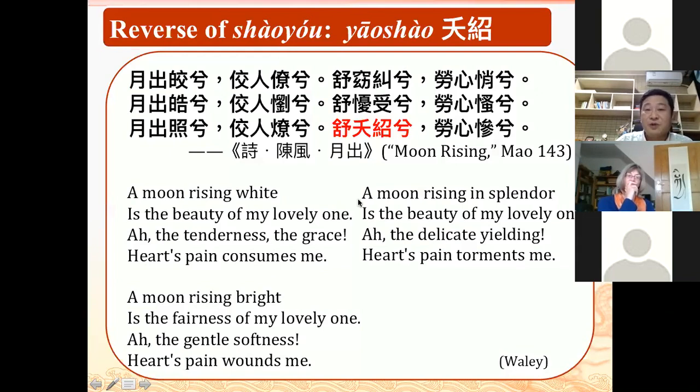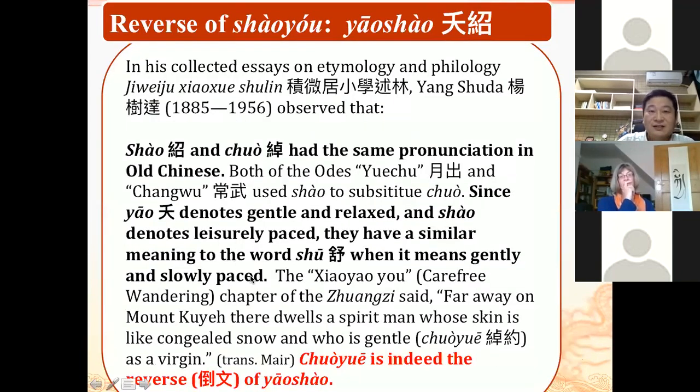Another term we see in another poem of the Book of Songs, 腰勺. 腰勺 is also 少游. Actually, it's 少游 in reverse order. And similarly, we also found other terms like 绰约. 绰约 is indeed a reverse of 腰勺.